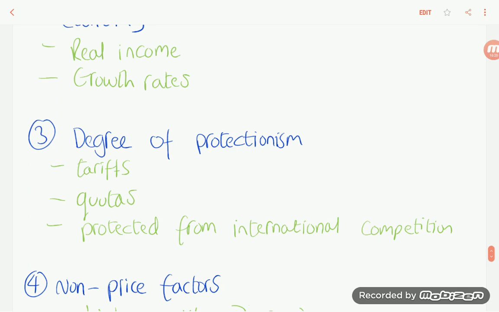Degree of protectionism, such as tariffs and quotas. In the short run, tariffs and quotas can increase net exports by reducing imports. Remember, tariff is a tax on imports and quota is a physical limit on the number of goods being imported into a country. However, industries that are protected from international competition have few incentives to become more efficient, so will often export less in the long run. Also, in the long run, other countries may retaliate by introducing their own tariffs and quotas.